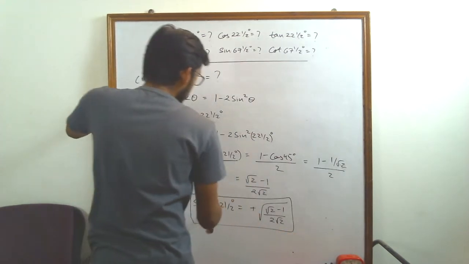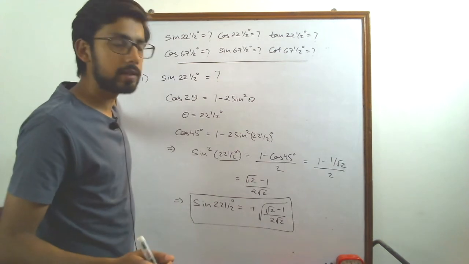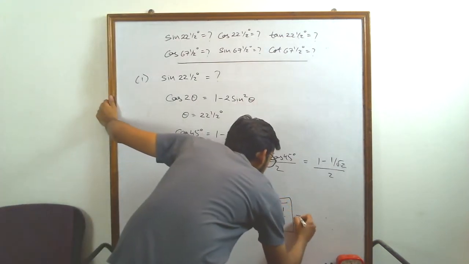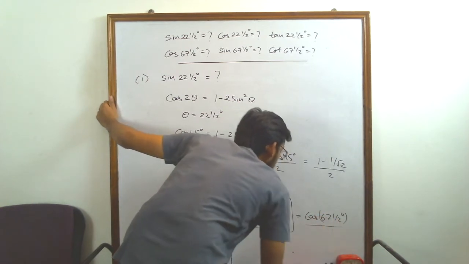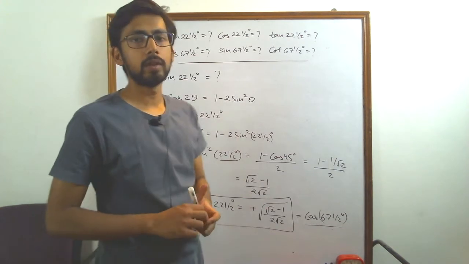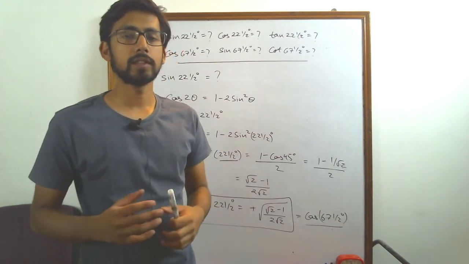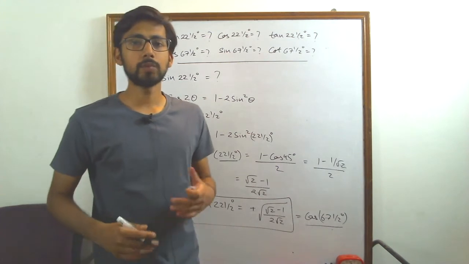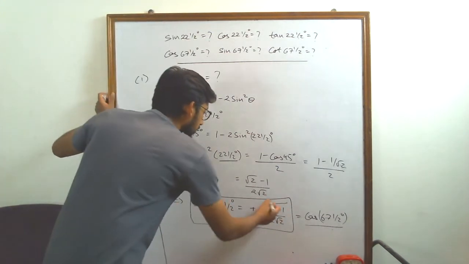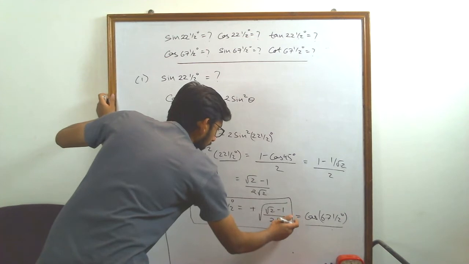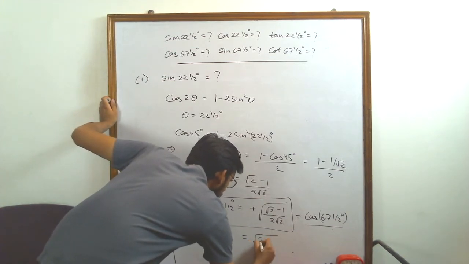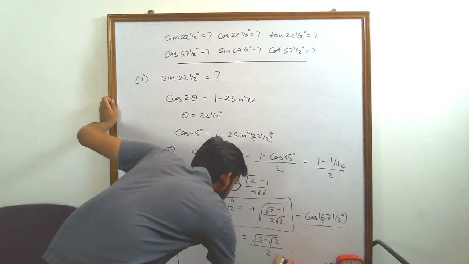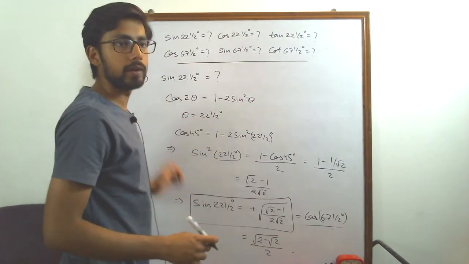We also know that sine theta is equal to cos 90 minus theta. So this is the value of cos 67.5 degrees as well. So root of root 2 minus 1 upon 2 root 2 is the value of sine 22.5 degrees. This value can be further simplified by rationalizing the denominator. We can multiply and divide the numerator inside the square root by root 2 to get the value as root of 2 minus root 2 upon 2 as the value of sine 22.5 degrees.